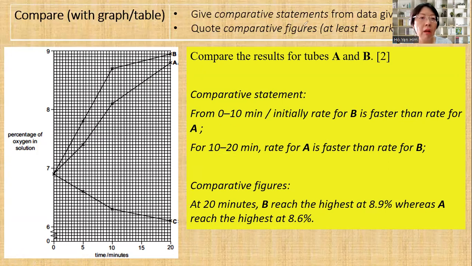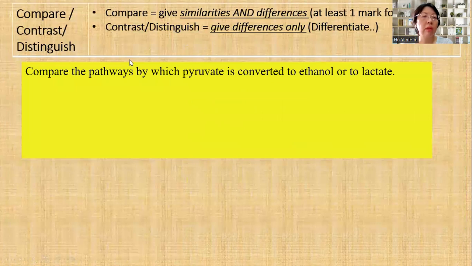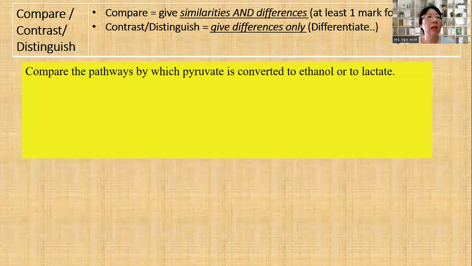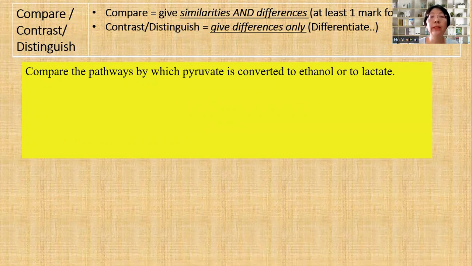Okay. Right. So let's go to the next learning statement. The next statement is compare, contrast, and distinguish. So you already know compare means you must state similarity and difference. Contrast means state the differences. Distinguish means state the differences. So let's try out this question.